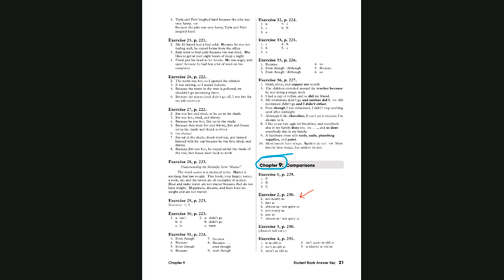Okay, so let me read the rest of these for you guys. So number 4, almost as or not quite as. Number 5, not nearly as. Number 6, just as. And number 7, almost as or not quite as. Okay, good. Any questions? You can just ask, or we're going to go to the next one. Let's go to exercise 10, page 236.